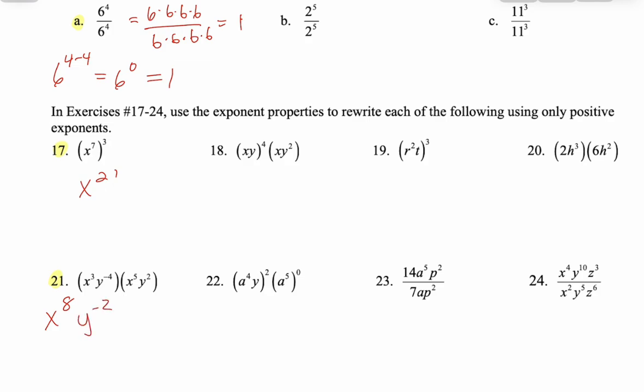Y to the negative 2. But you see this rule here? Use only positive exponents. Let me show you how to fix that. Any place we get a negative exponent, it is going to flip its location. So that's going to be x to the 8th over y squared.